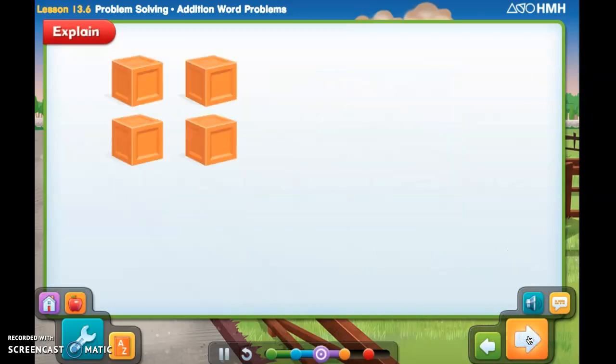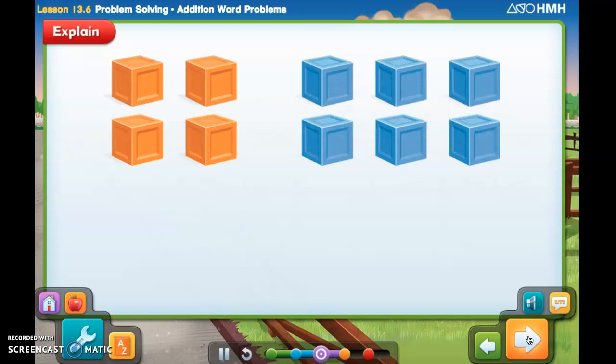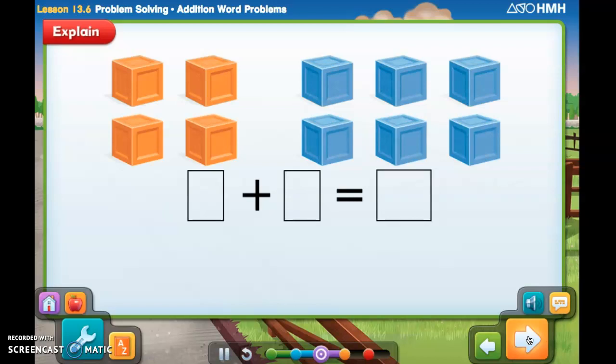There are 4 orange blocks and 6 blue blocks. How many blocks are there in all? Let's make an addition sentence. First, select the number of orange blocks. That's right. There are 4 orange blocks. Now select the number of blue blocks. That's right. There are 6 blue blocks.